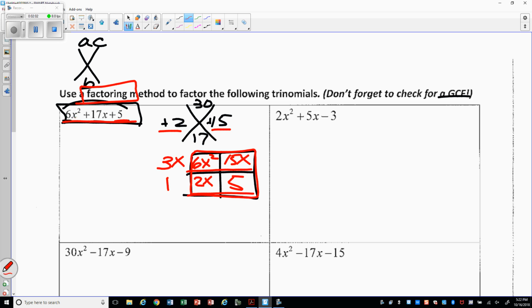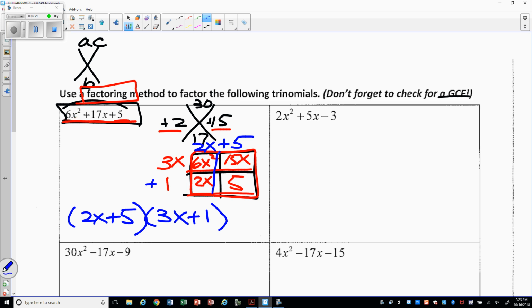And now I'm going to look at the columns. So I'm looking at 6 and 2. Well, 2 is a common factor, and x is a common factor. And here, 5 is a common factor. So I have 2x plus 5 and 3x plus 1: 2x plus 5 times 3x plus 1.